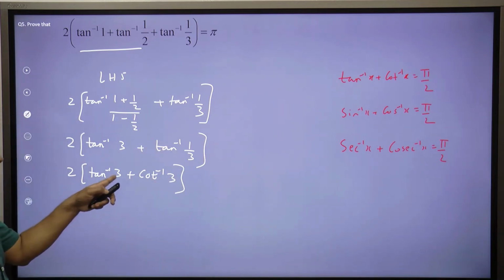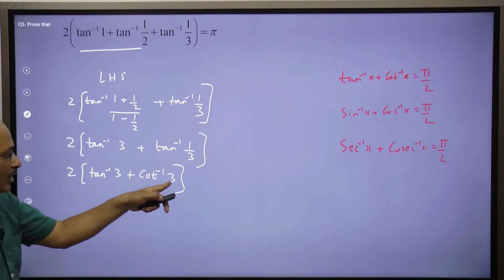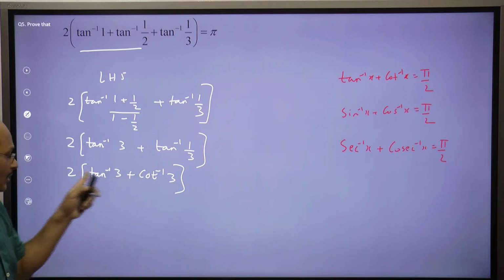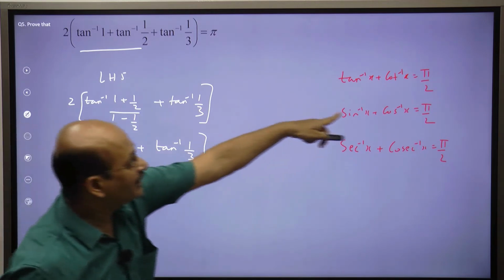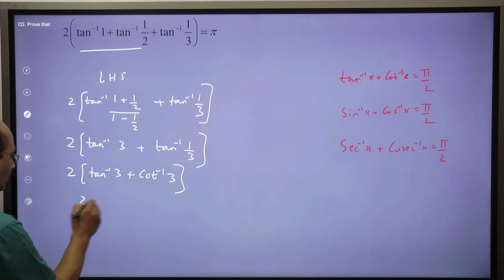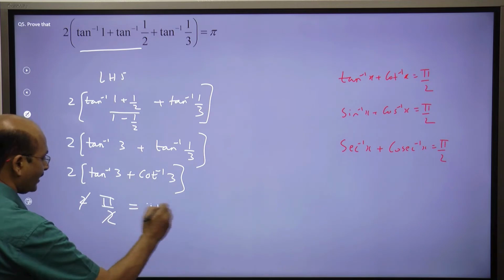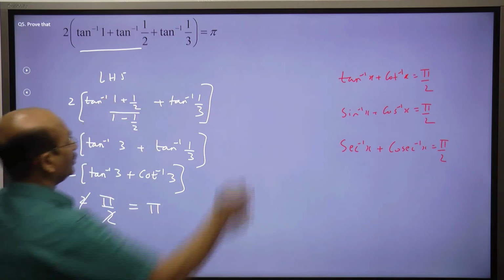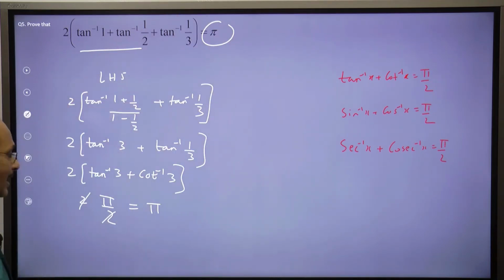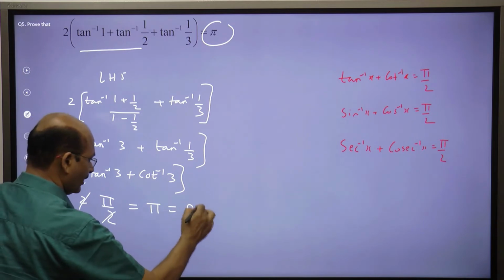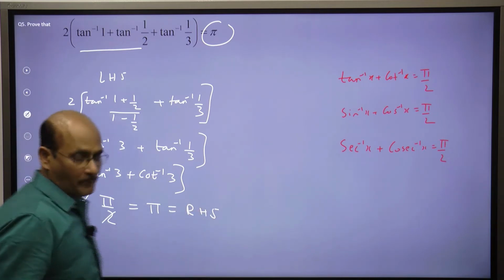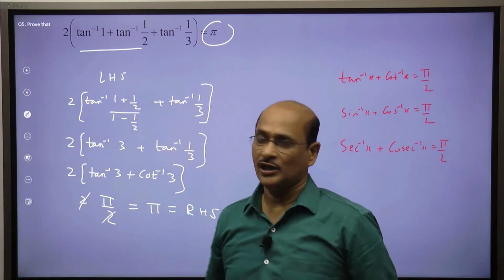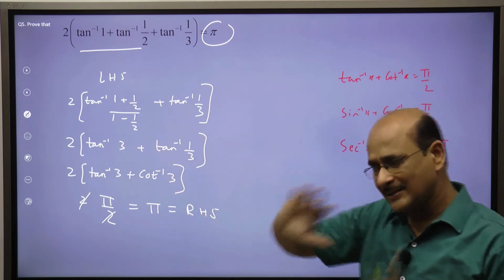Now, just see this pattern remains the same, tan inverse x plus cot inverse x, x is the same element here. So, tan inverse x plus cot inverse x is nothing but pi by 2. So, 2 into pi by 2, cancel, what remains? Pi. That is exactly what they are asking us to prove, that it is equal to pi, and this is RHS. So, please understand, these are board questions. The sums are simple.